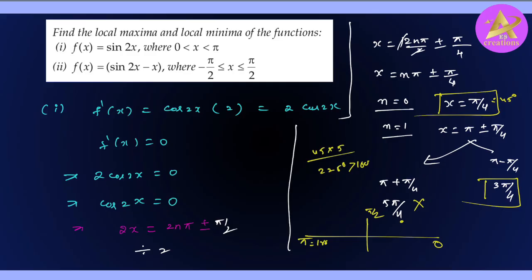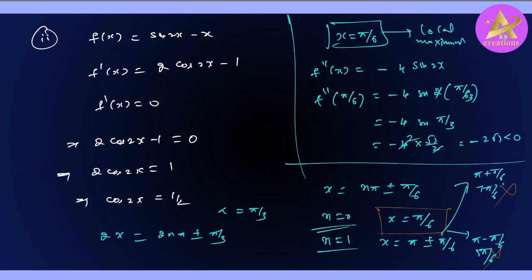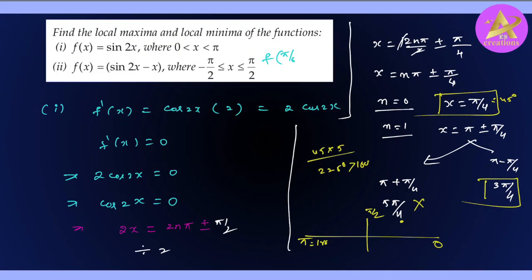Next, you have to find the local maximum value. That means in place of x, substitute the point pi by 6. Substitute pi by 6, what do we get? Sine pi by 3 minus pi by 6. From here, sine pi by 3 is root 3 by 2, minus pi by 6. If you want, you can take the LCM. Okay, this is our local maximum point.